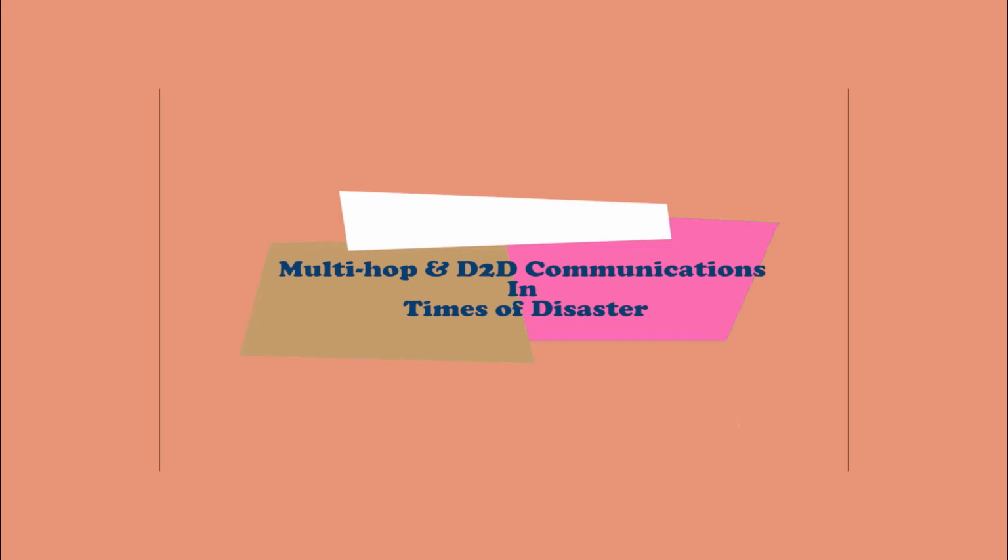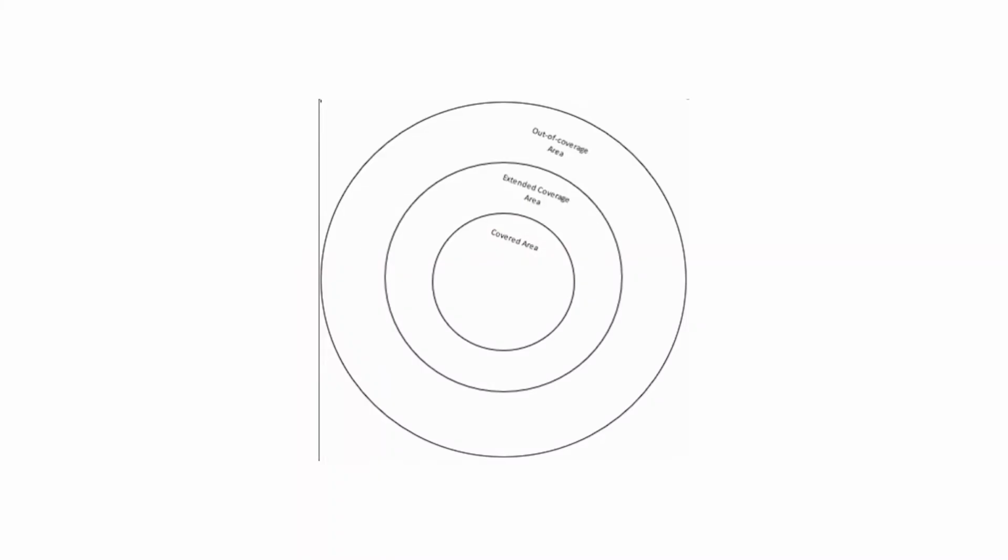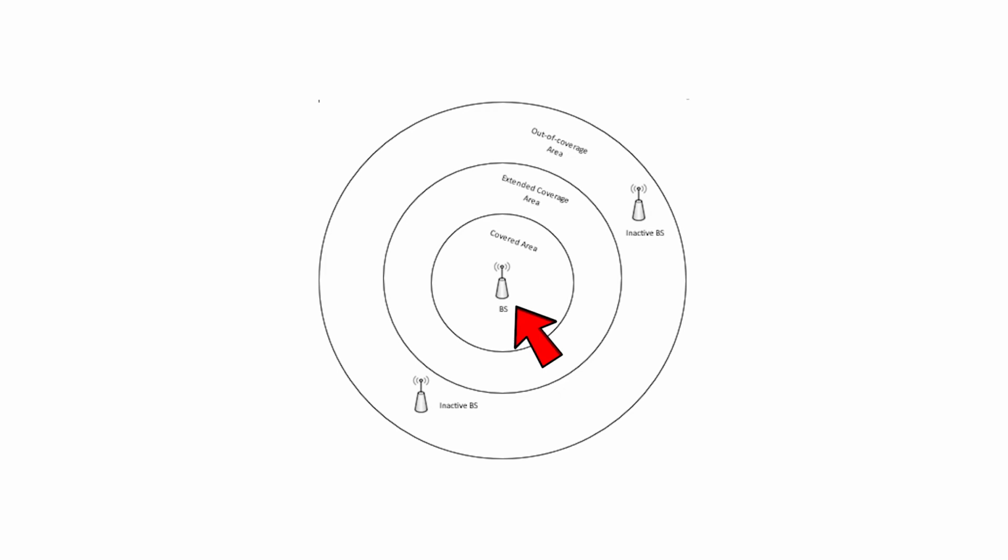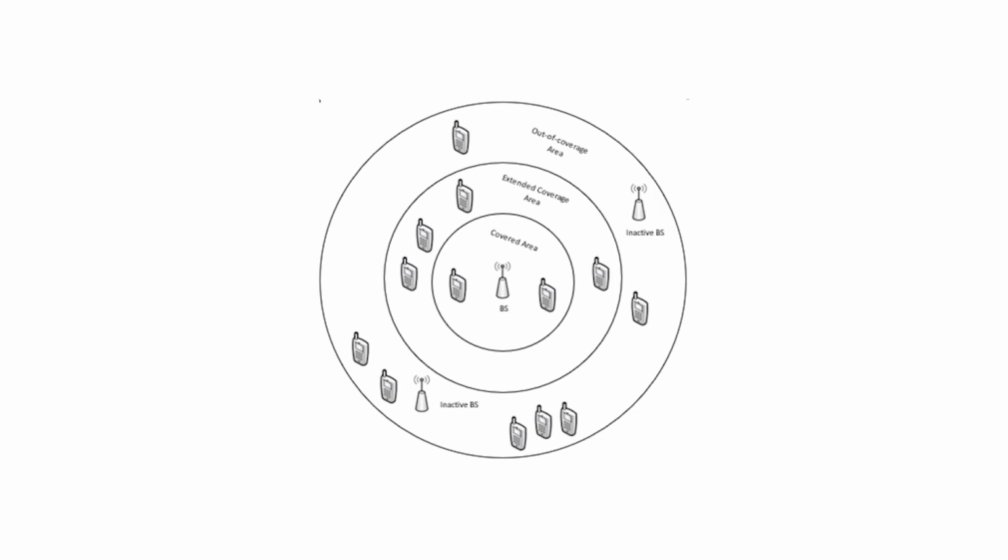And now, we will present the role of multi-hop links in D2D communications in times of disaster. The example shows 3 different layers of coverage, the first being the covered area, followed by the extended coverage area, and finally the out of coverage area. There will be a base station across the place, and inactive ones on the left and right corner will signify possible destruction by nature. Not forgetting, several UEs are spread across the area of disaster too.